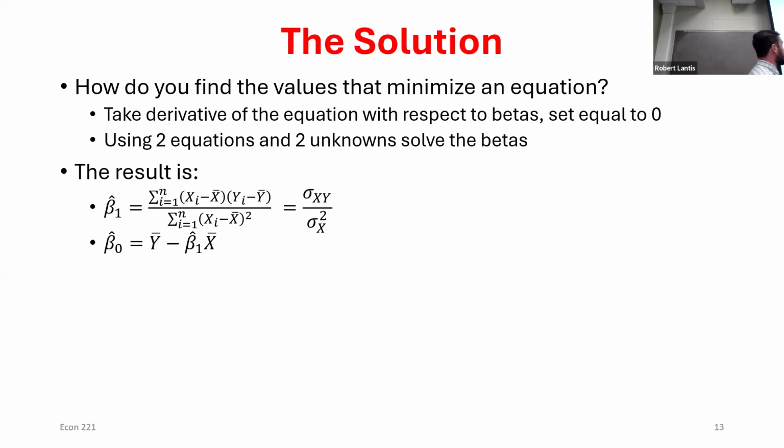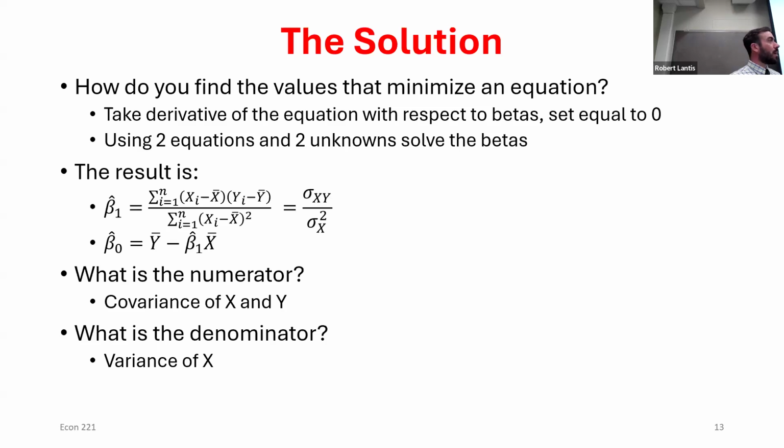Now the intercept coefficient is much easier. Once you have that slope coefficient, it's just the average y minus whatever that slope coefficient is times the average x. Okay? And like I said, you're not going to be plugging a lot of these values in. You're going to be getting a lot of this from Stata, and we're going to be using it that way. Okay.